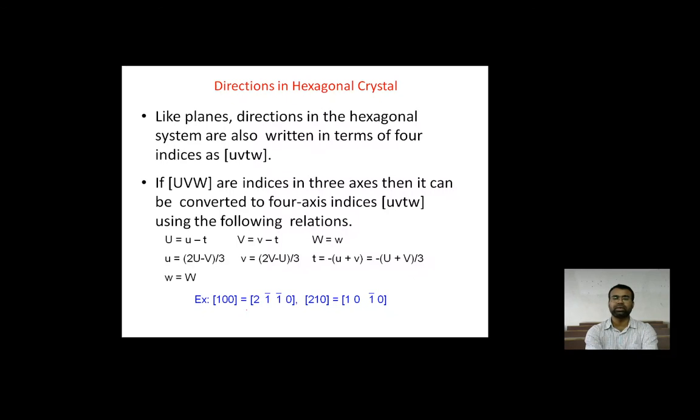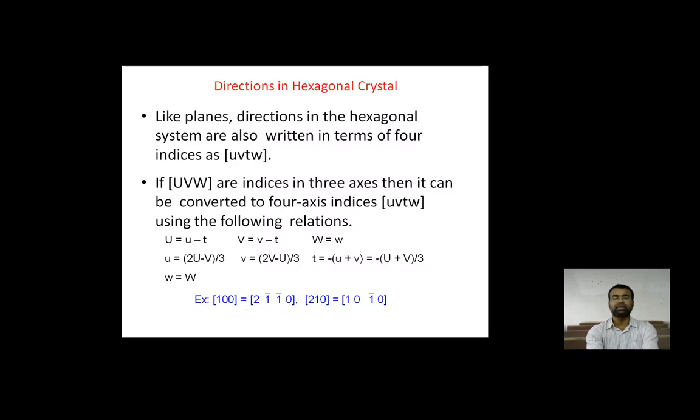Like planes, directions in the hexagonal system are also written as u v t w, with the point t included. If u v w are indices in the 3 axes, then they can be converted to the 4 axes, that is u v t w, using the relation: u = u minus t, v = v minus t, w = w; that is, u = (2U minus V)/3, v = (2V minus U)/3, t = minus (U plus V)/3, and w = W. And that is how this family of planes and their directions are shown.